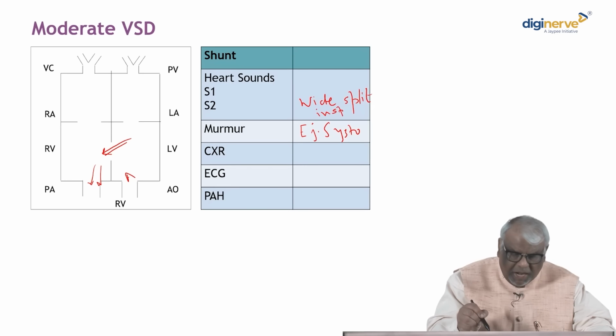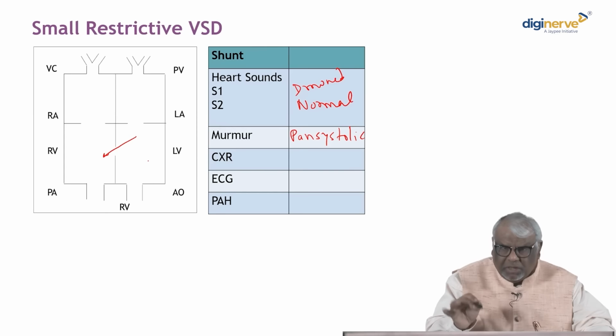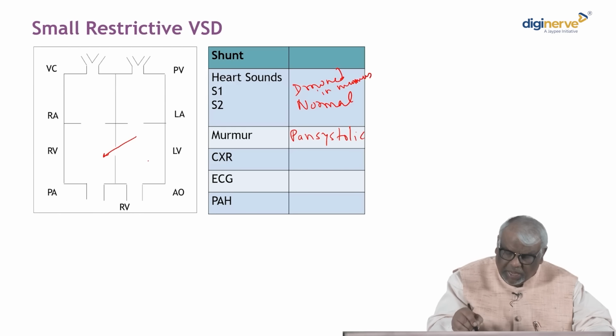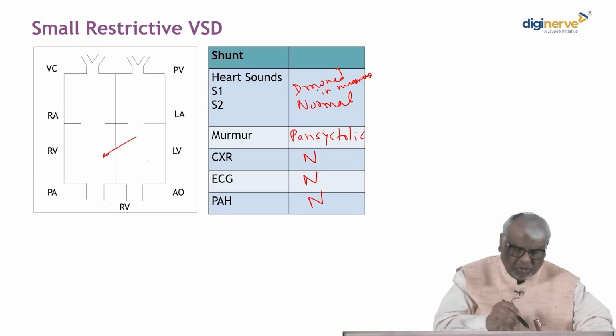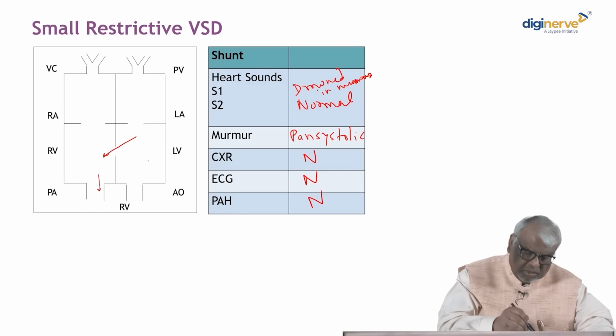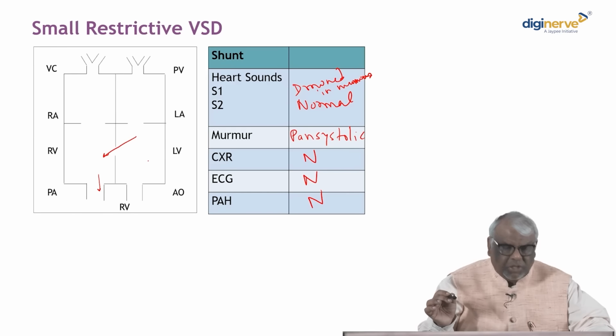This is in moderate VSD, while in the small restrictive VSD, this S2 is normal, there is no split, and S1, because I told you there is a pan-systolic murmur, is drowned in the murmur. So, you may not be able to hear the S1 very clearly. In small restrictive VSD, chest X-ray will be normal, ECG will be normal, there is no pulmonary arterial hypertension because it's a very small leak. So, there is not much overload on the pulmonary circulation. So, the pulmonary artery pressure remains normal here.